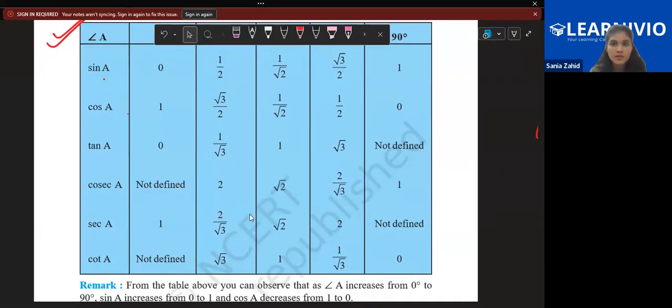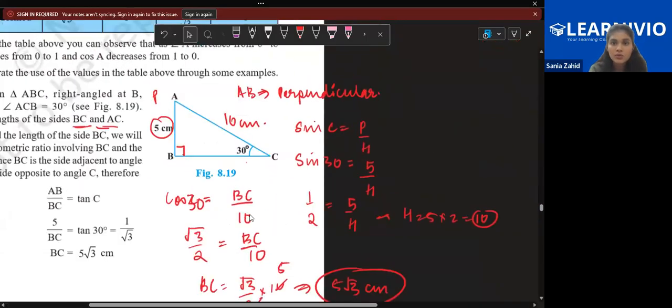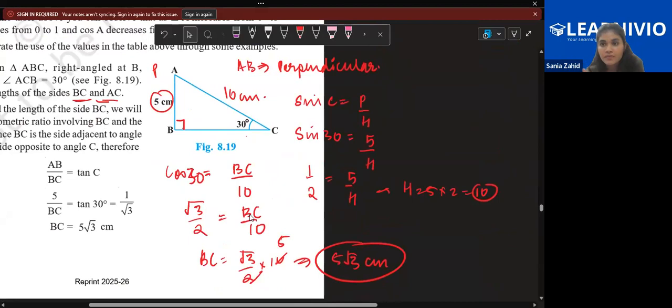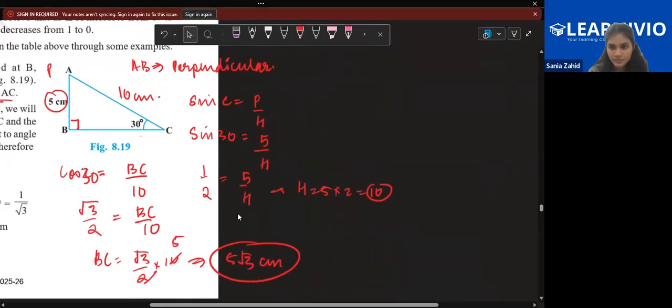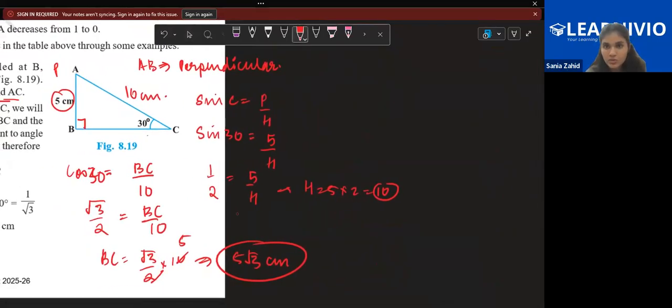Okay. Now look at this again. So you understood this question? I got BC, and I got AC as well. Now tell me one thing. BC I can find by cos, but can I find BC by tan C also? Because tan C is perpendicular upon base, right? Yes or no? Can I find BC by tan C? Yes. So I will get something like this.